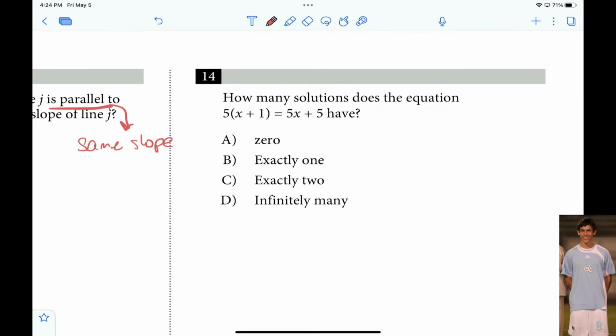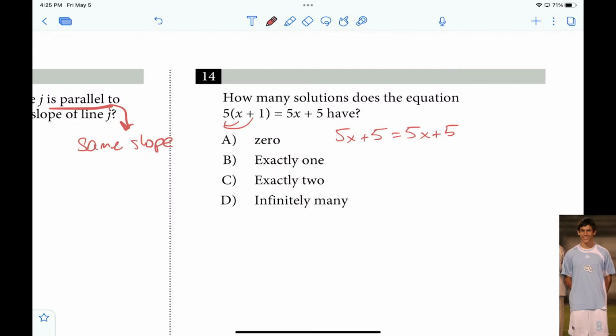All right, so number 14. How many solutions does the equation 5 times (x plus 1) equals 5x plus 5 have? So what I always say with this question is we want to get things to look more the same. So we're usually going to want to FOIL this stuff or distribute, combine like terms, that sort of thing. So on the left side, I'm going to distribute the 5. So we get 5x plus 5 equals 5x plus 5. Well, the left side and right side are exactly the same thing.